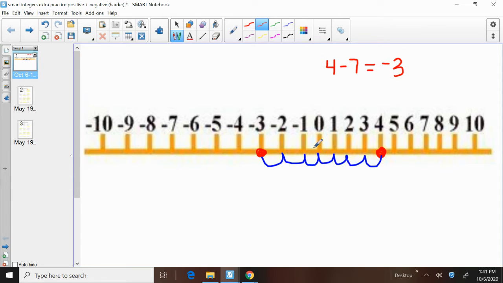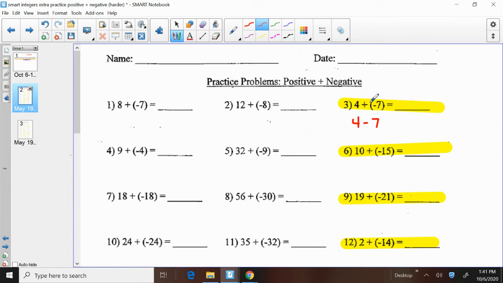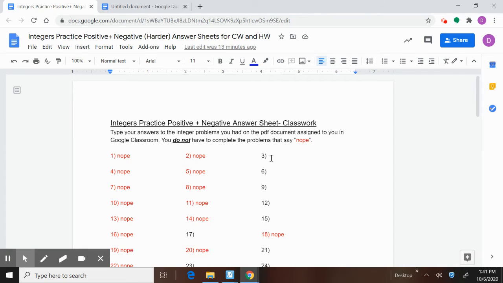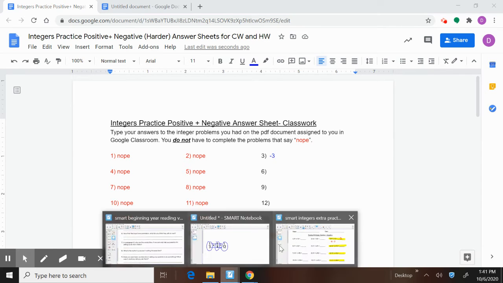And here I could use the number line. Start off with 4, subtracted 7, 1, 2, 3, 4, 5, 6, 7, and I ended up at negative 3. So 4 plus a negative 7, or 4 minus 7, equals an answer of negative 3. And then to put that answer on my answer sheet, if I was doing that, I would just go here and type in my answer of negative 3. That would be my answer. Okay, there we go. So that's how I'd put my answer in.